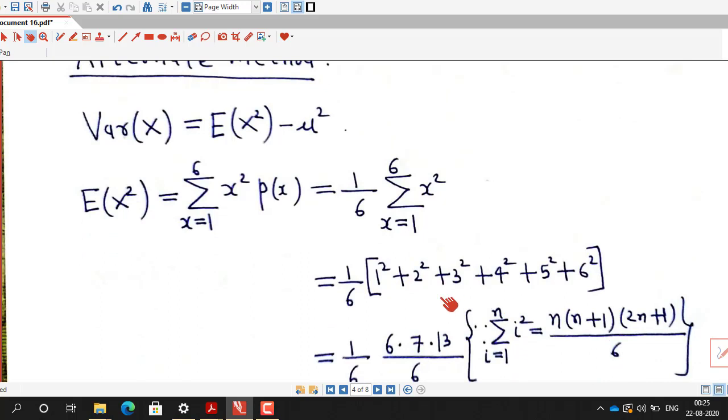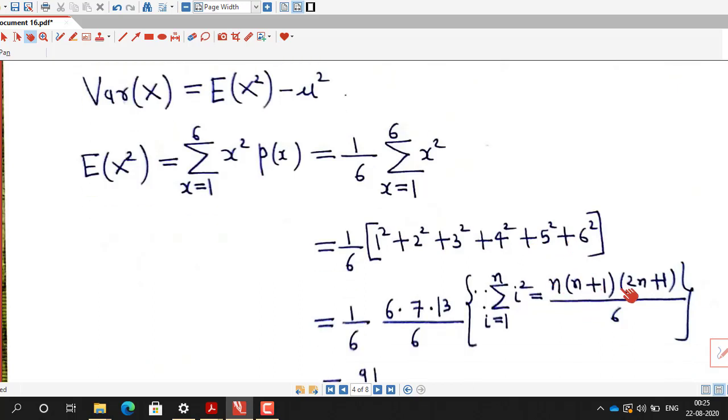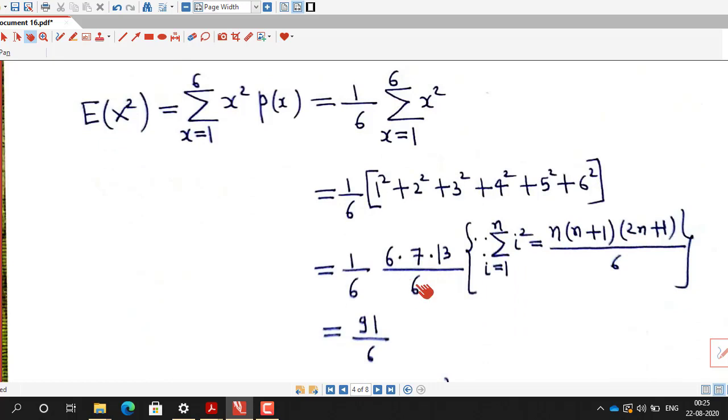Okay, so here also we have this formula: sum of squares of first n natural numbers is given by n into n plus 1 into 2n plus 1 divided by 6. Now here we have sum of squares of first 6 natural numbers. So here we put n equal to 6. So 6 into 7 into 13 divided by 6. So 6 will cancel out and we will obtain 91 by 6.